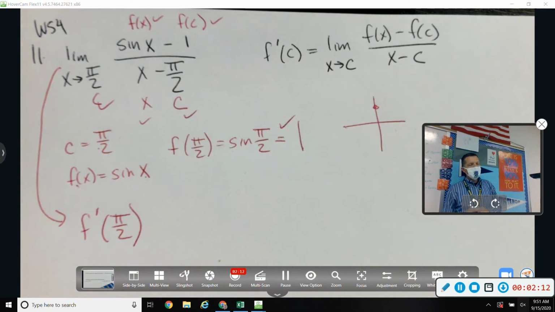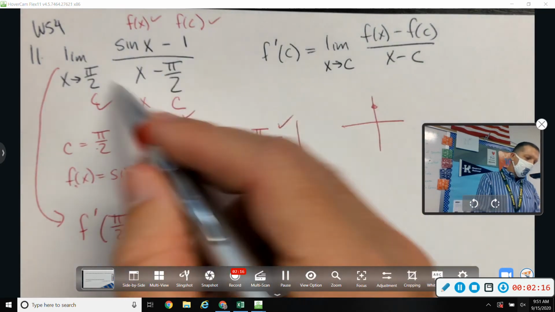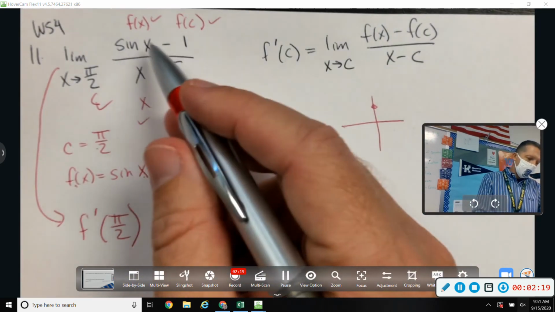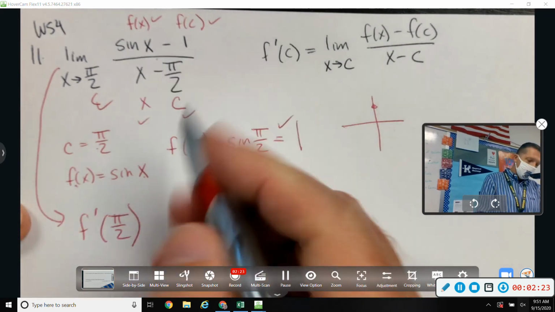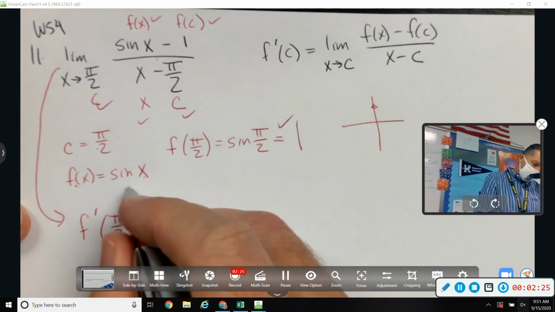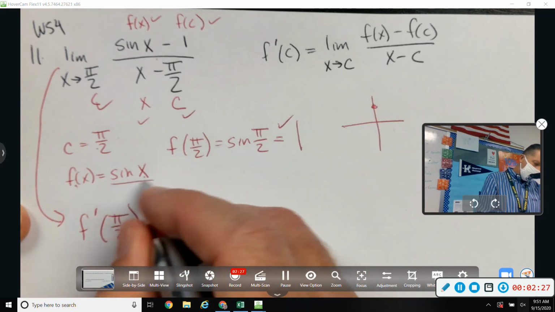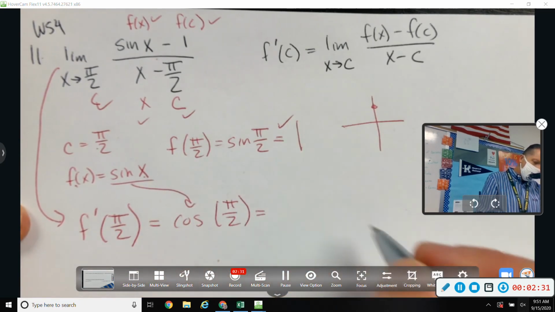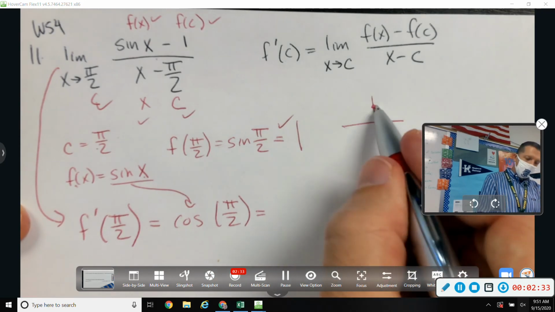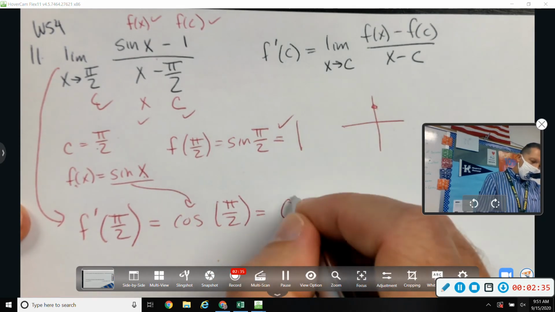So this is one of those where you have to recognize what they're doing. You don't actually take a limit here, because we wouldn't know how to do that. Instead of taking a limit, we recognize that they're doing a derivative of sine, which is cosine. And cosine of pi over 2 is, there's my picture of pi over 2, is 0.